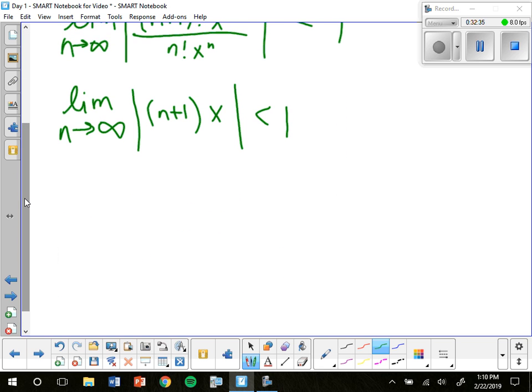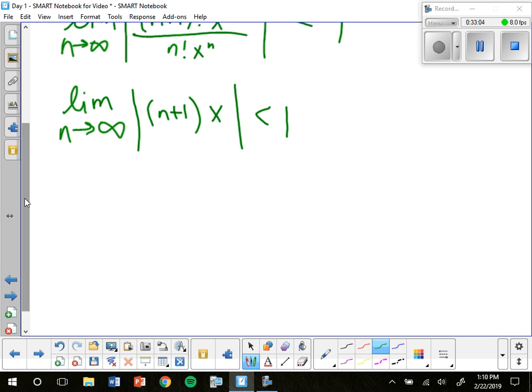What's my next step? Take a limit as n goes to infinity. X doesn't do anything. N is going to infinity. What's happening as n goes to infinity? It's going to infinity. Do you see that this is just getting huge? We're taking a huge number and multiplying it by x. And what do we really want that product to be? We want it to be less than 1.